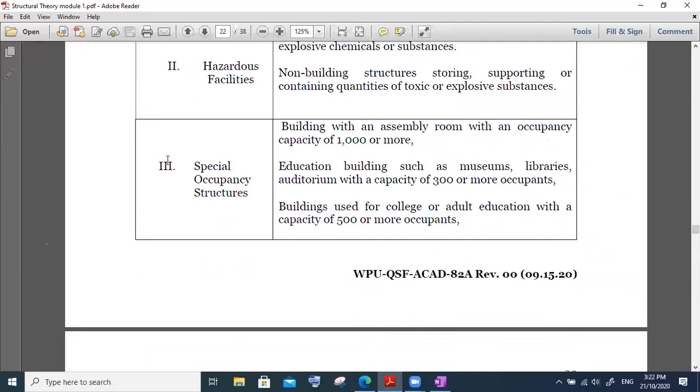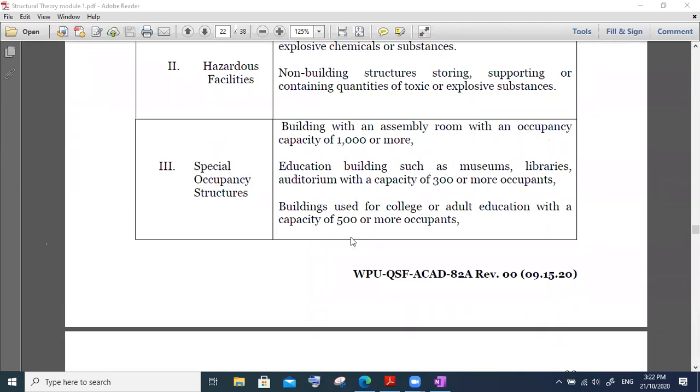Number 3, or category 3, is the special occupancy structure. These are the building with an assembly room of an occupancy capacity of 1,000 or more. So kapag yung isang building ay naka-design for 1,000 occupants or more, then those are considered na under siya sa category 3. Education buildings such as museums, libraries, auditorium with capacity of 300 or more occupants, then category 3 siya.